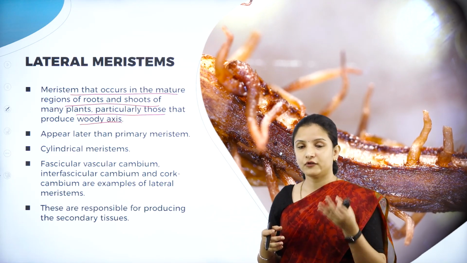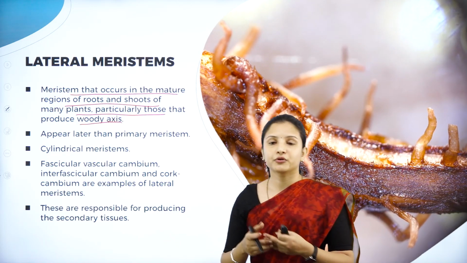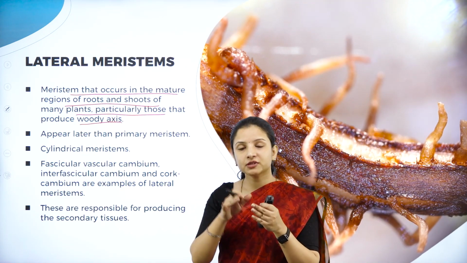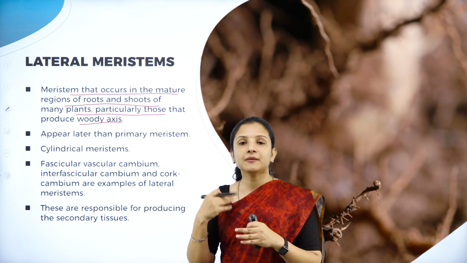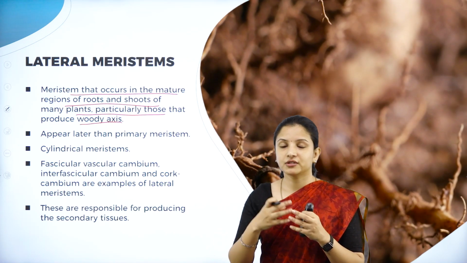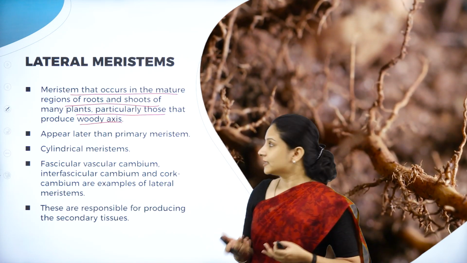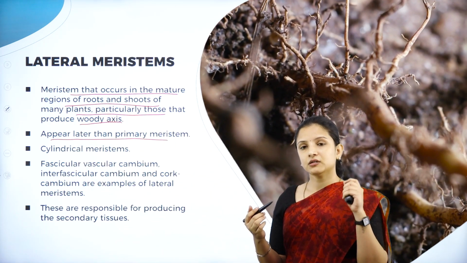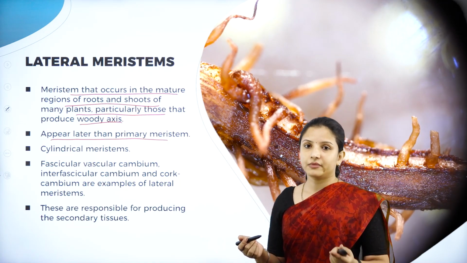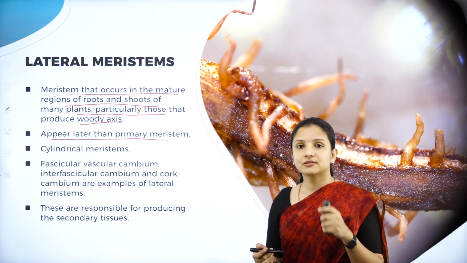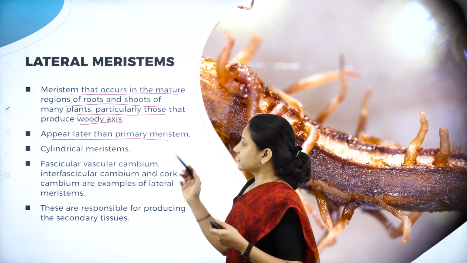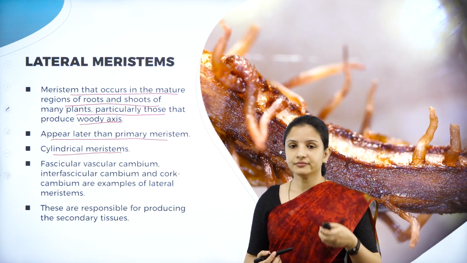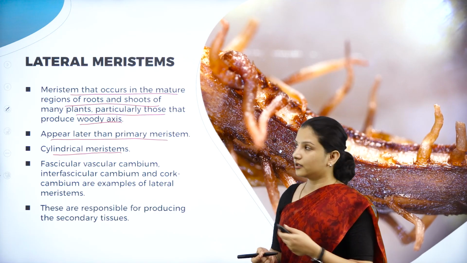So lateral meristems are particularly produced in the woody axis of the trees. Why is it called the secondary meristem? Because it forms from the primary meristem. They are completely matured cells. They are not immature cells or newly formed cells. And they appear later than the primary meristem. As I told you, after the formation of the primary meristem, the secondary meristem or the lateral meristem gives rise. That is why it appears later than the primary meristem, and they are also called cylindrical meristems.